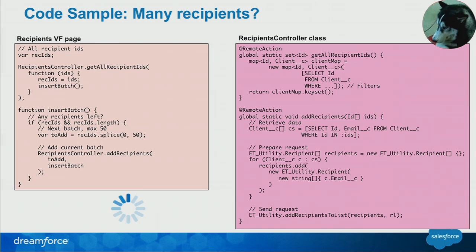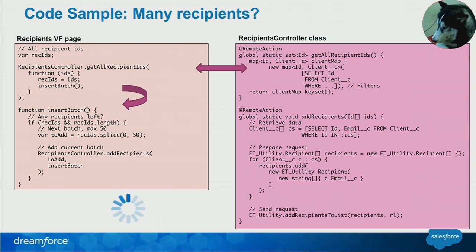We then call the first remote action of the controller, which will return us all the IDs that need to be transferred into ExactTarget. So all the IDs of the recipients that need to be transferred. We then store these IDs into this variable I've mentioned and call insert batch.